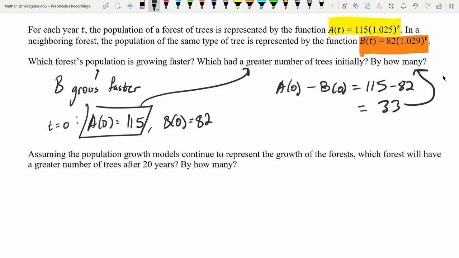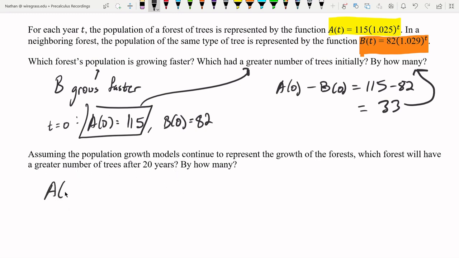Okay, assuming the population growth model continues, because these models are only ever effective for the period that they're defined in, for some historical period, there's no way to know if they're going to model it for the next 1,000 years. There's lots of things that can happen to change that. But assuming it does, which forest will have the greater number of trees after 20 years?